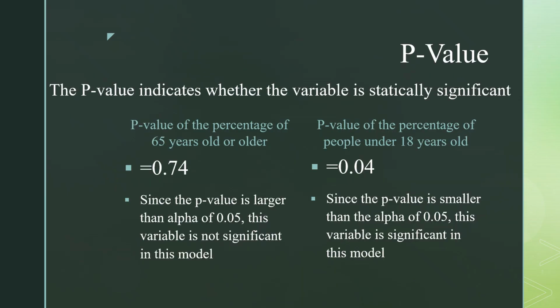Lastly, I'll talk about the p-value also found in your regression output summary. This value indicates whether the variable is statistically significant with the alpha of 0.05. For the percentage of people 65 years or older, the p-value is 0.74, which is larger than your alpha of 0.05, meaning that this variable is not statistically significant within this model. However, the p-value of the people under 18 years old is 0.04, which is smaller than your alpha of 0.05, meaning that this independent variable is significant within this model.